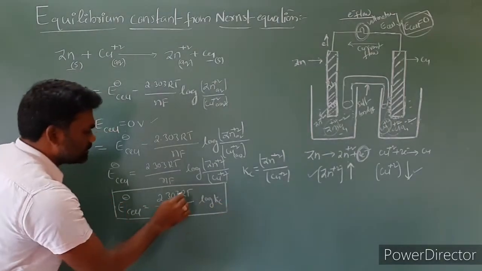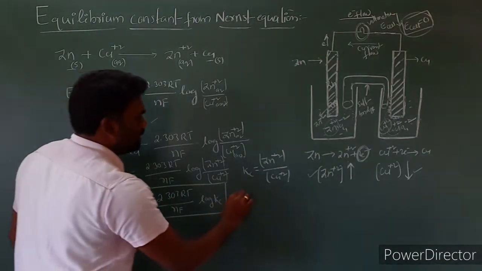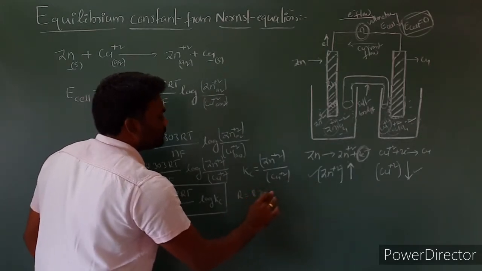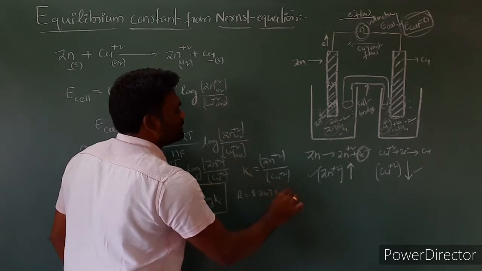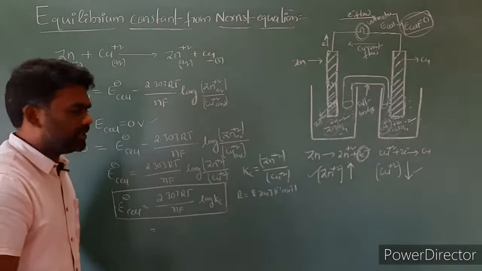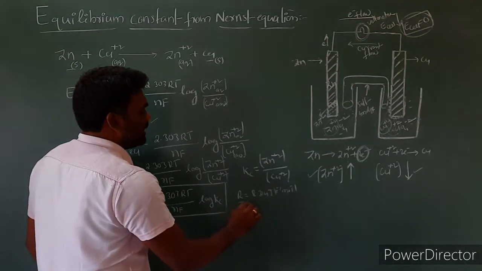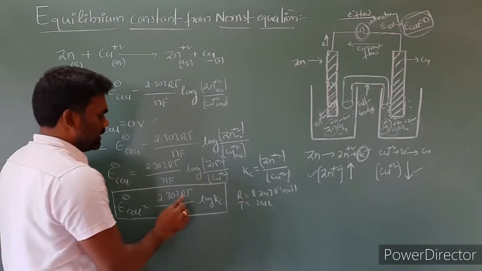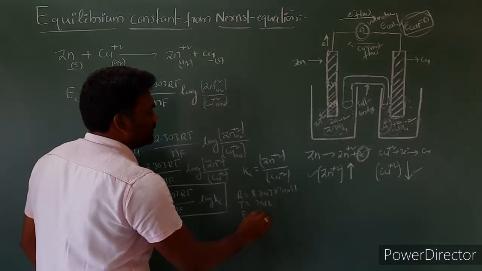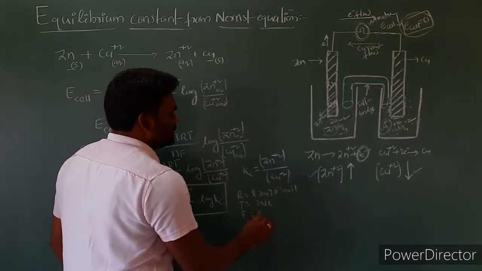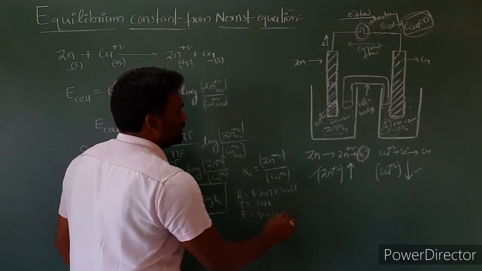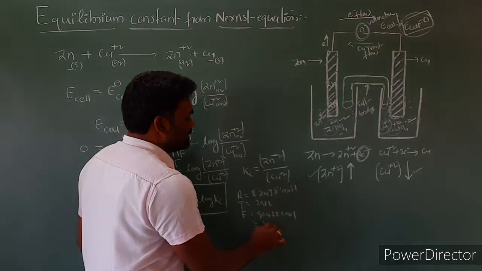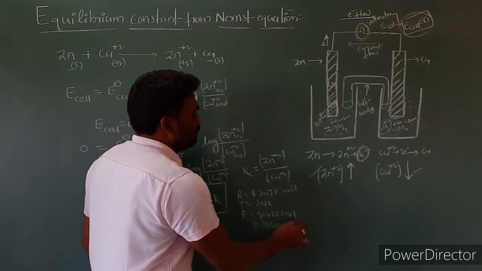Now let us substitute the values of R and T. I am taking R as 8.314 joule Kelvin inverse mole inverse. R is the gas constant. T is the temperature, and we will take 298 Kelvin, which is 25 degrees centigrade. Here F is the Faraday constant, which is 96,487 coulomb per mole. Approximately we are taking the value as 96,500 coulomb per mole.